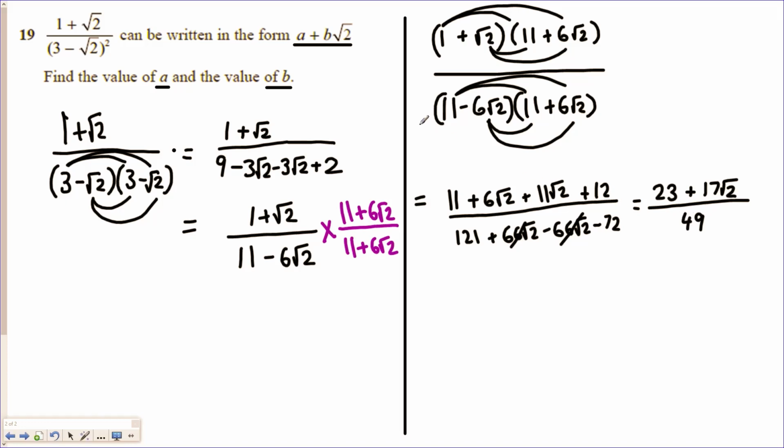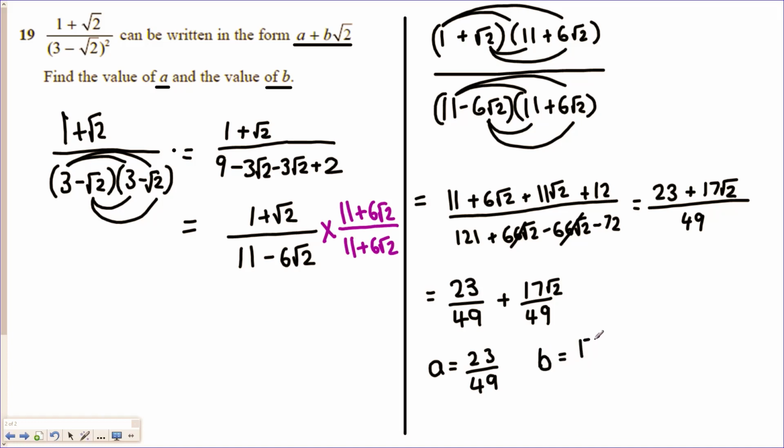Now we're almost there, but we need to write it in the form a plus b root 2. So I'm going to write this as 23 over 49. So this is another way of writing this expression. So it's 23 over 49 plus 17 root 2 over 49. And hopefully you'll be able to see where we get our values for a. So a will be 23 over 49. And b will be 17 over 49. So a and b don't necessarily have to be whole numbers. In this case, they were actually fractions.